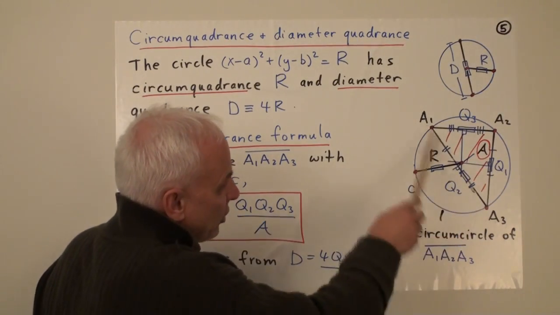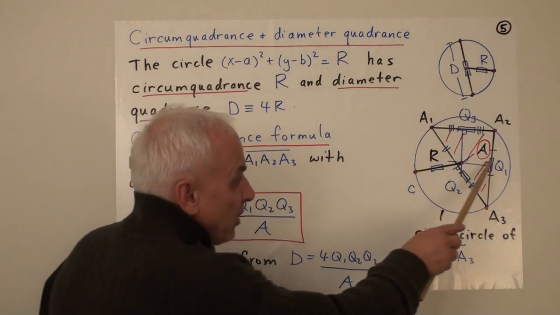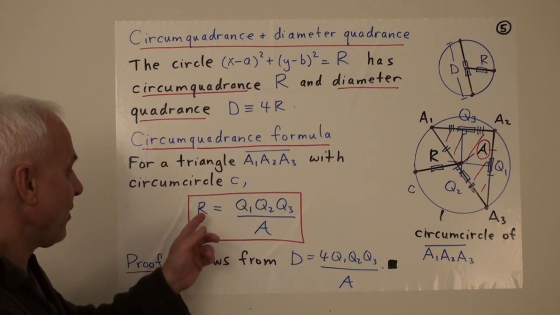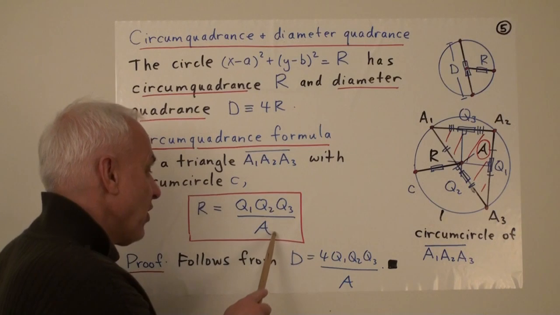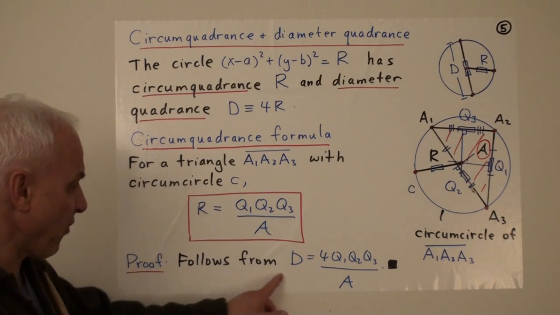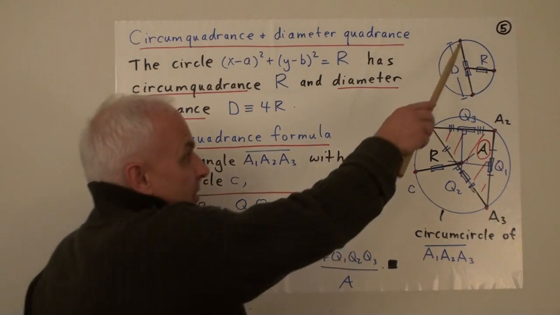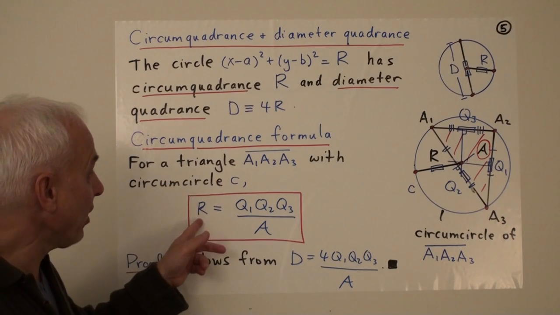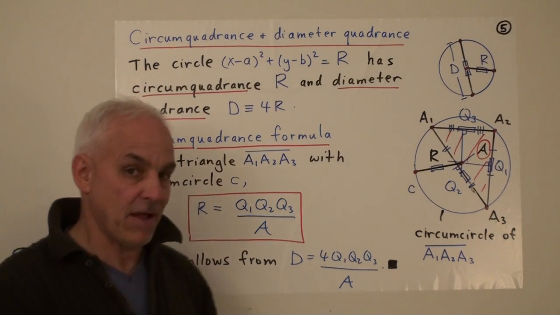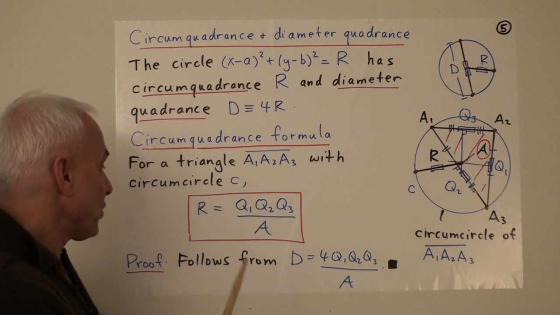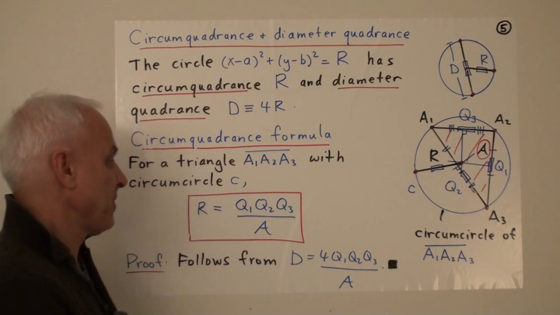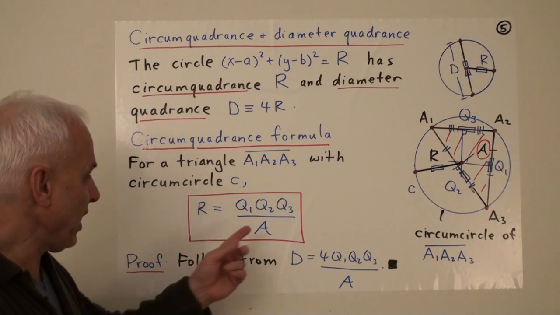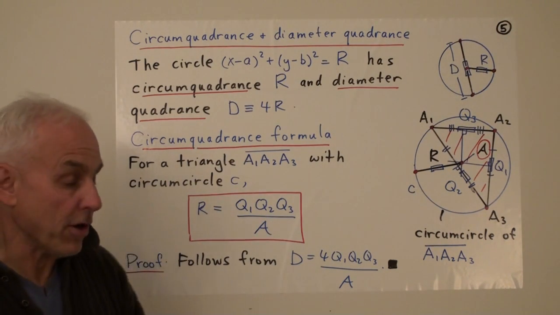So if our quadrances are Q1, Q2, and Q3, and if the quadrea of this triangle is A, then the formula that we've basically just established is that the circumquadrance R is Q1 Q2 Q3 over A. This follows from the formula that we just obtained for the diameter quadrance, capital D. We saw that that was 4 Q1 Q2 Q3 over A. So if we want R, well, R will be 1/4 of D, so we just have to get rid of that factor of 4 there. And we get the formula for the circumquadrance of a triangle in terms of the three quadrances and the quadrea of the triangle. Very attractive and important formula. And I remind you yet again that the quadrea is 16 times the square of the area of a triangle.